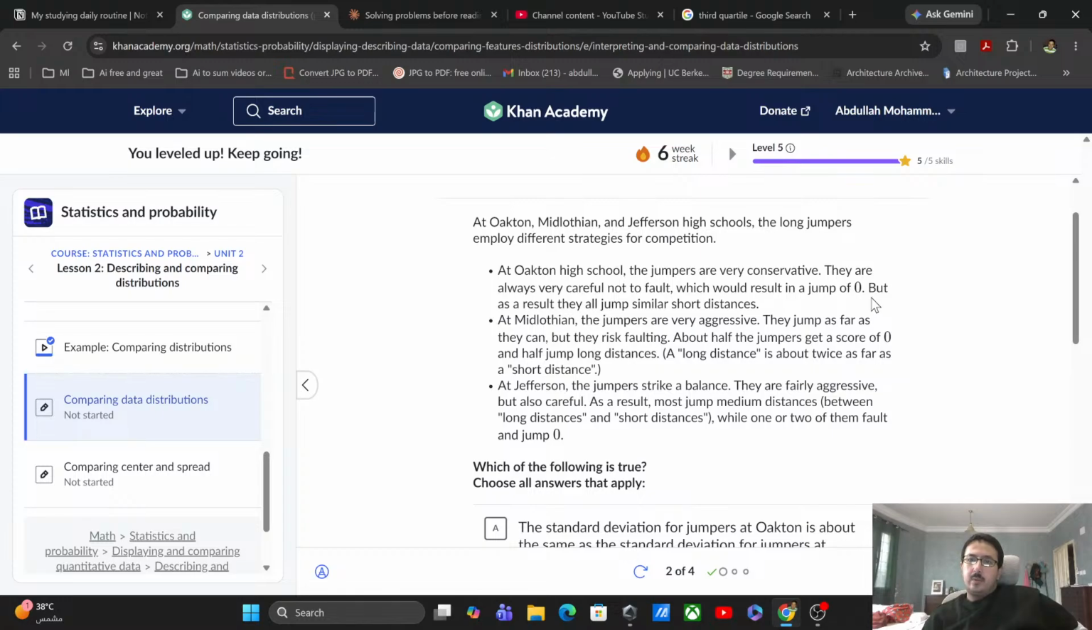At Middleton, the jumpers are very aggressive. They jump as far as they can, but they risk faulting. About half the jumpers get a score of 0, and half jump long distances. The long distance is about twice as far as a short distance.